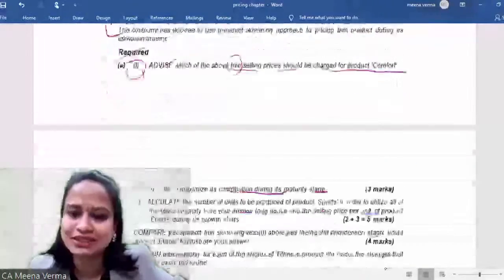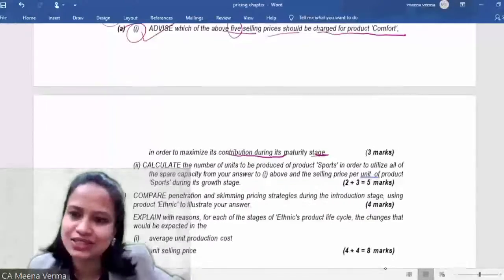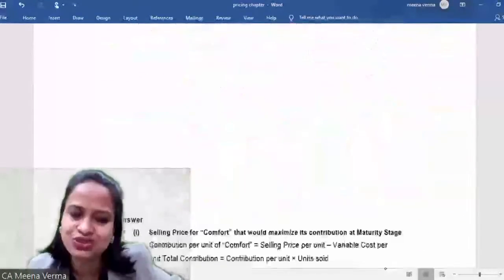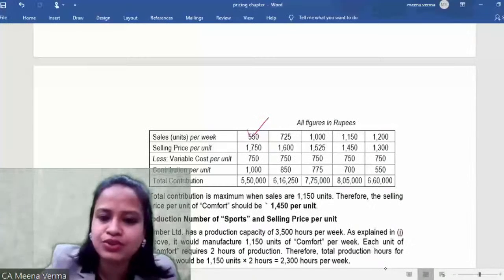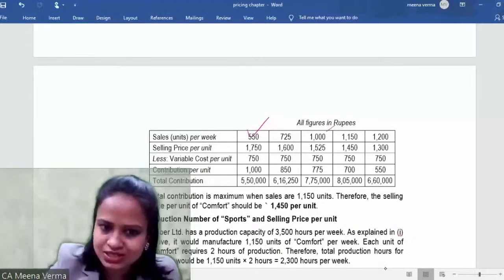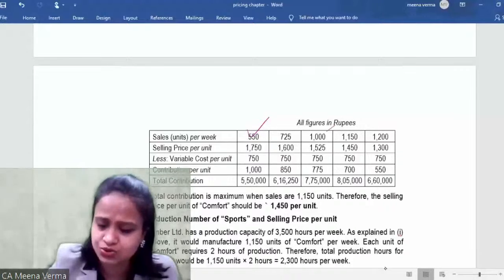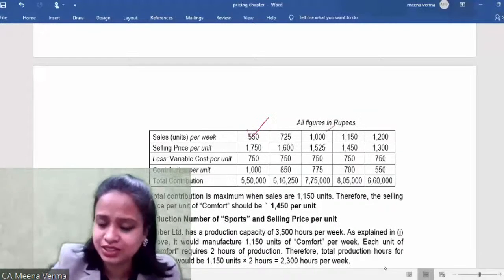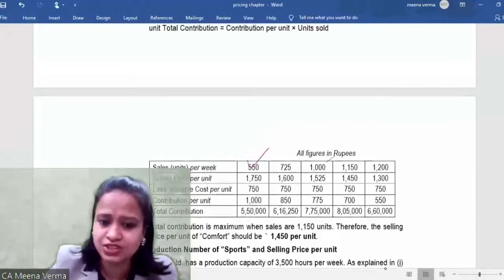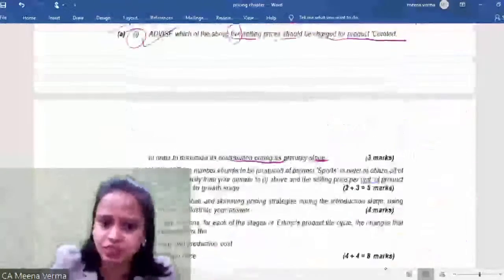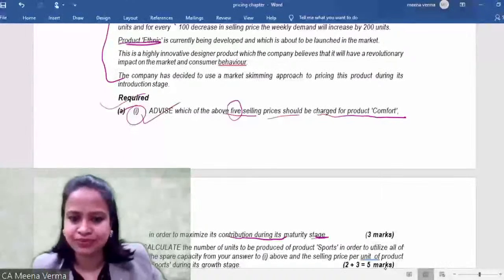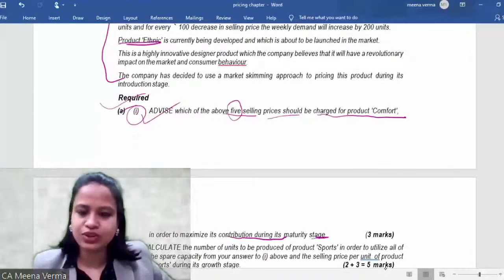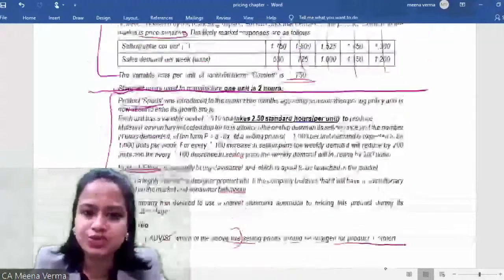First portion is clear. Shall we proceed? We have more questions to discuss. So what will you do? You will consider the selling price per unit, the total sale. You will find the total sale, variable cost, total contribution, and you can tell them this is the combination at which you are getting the maximum contribution. Okay, first portion is easy. I think I don't need to explain it to you. First portion is very easy.